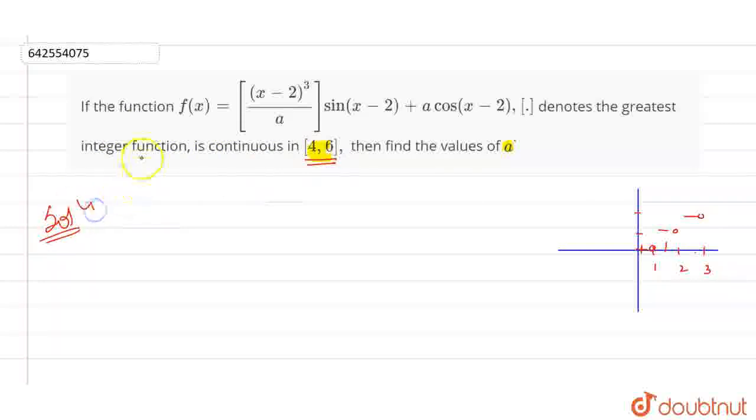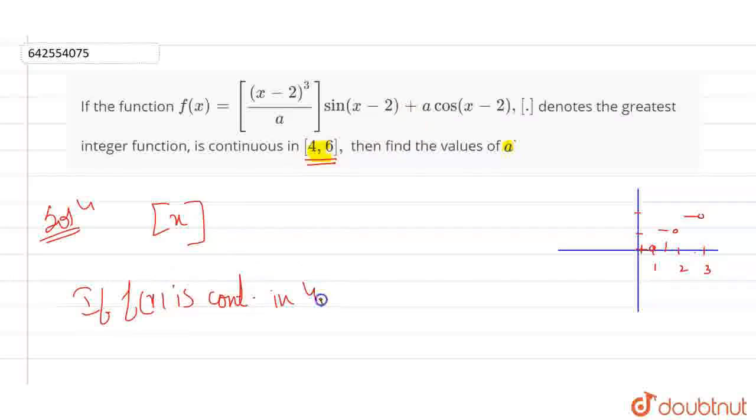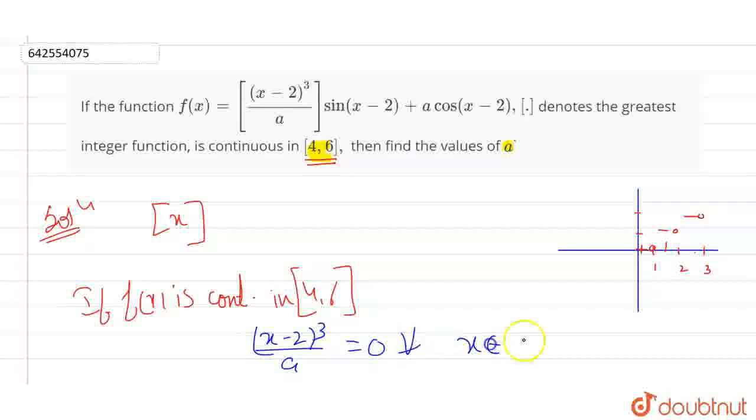So basically, to make this function continuous, we have to make this greatest integer value 0 somehow, because 0 in product with this and this gives 0, and the functions sin(x minus 2) and cos(x minus 2) are always continuous. So if f(x) is continuous in (4, 6), as the given condition says, then ((x minus 2) whole cube by a) in brackets should be equal to 0, where x belongs to (4, 6), for all values.